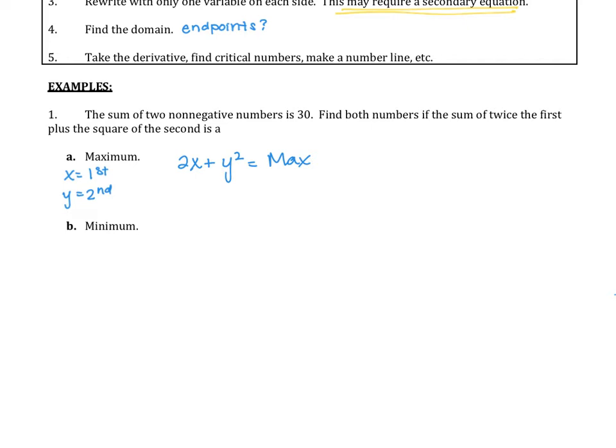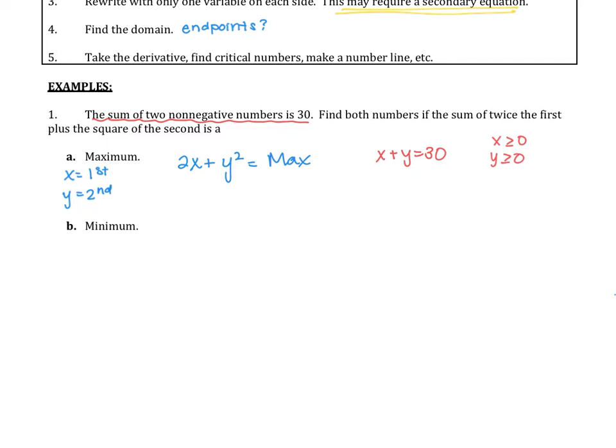But I do happen to have a secondary equation. That secondary equation is the first one that says the sum of two non-negative numbers is 30. This also happens to have my domain. So keep that in mind. We're going to plug that in. Our secondary equation is x plus y equals 30, two non-negative numbers that sum to 30. What that means too is we need to consider our domain: both of them need to be greater than or equal to 0. So x is greater than or equal to 0, y is greater than or equal to 0.